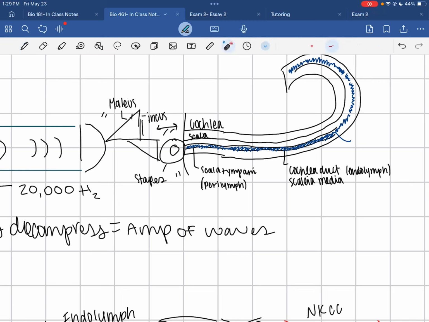And then right here we have this little middle part, which is the cochlear duct, and this one has endolymph in it, and the scala tympani and the other scala right here have our perilymph.